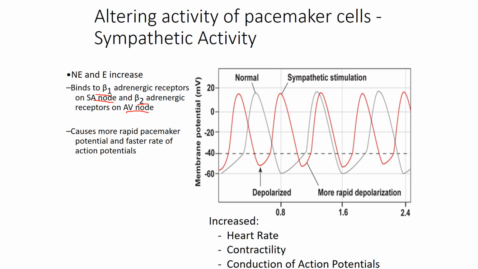Okay, and so what this does then is norepinephrine and epinephrine cause a rapid pacemaker potential, faster action potentials. So all in all, that increases heart rate, increases contractility, and conduction of these action potentials. So here in this graph, what we have in the gray are normal, slow, if we're not induced with the sympathetic nervous system.